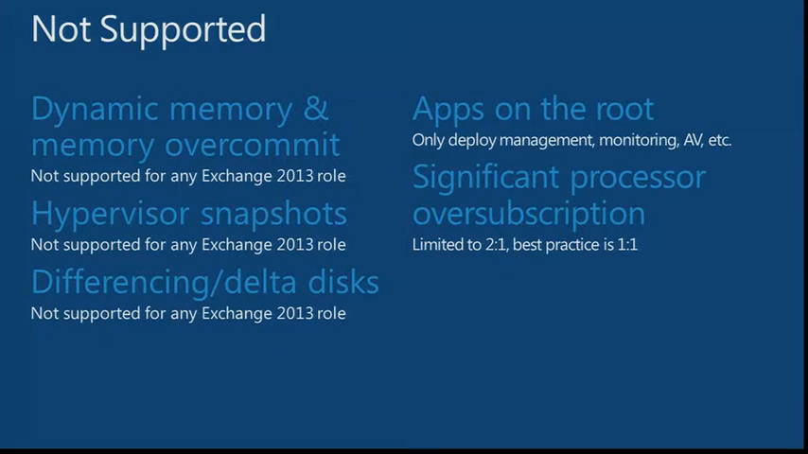And of course, along with snapshots go things like differencing and delta disks. So we don't support those either. We want fixed disks for Exchange storage in a virtualized environment.